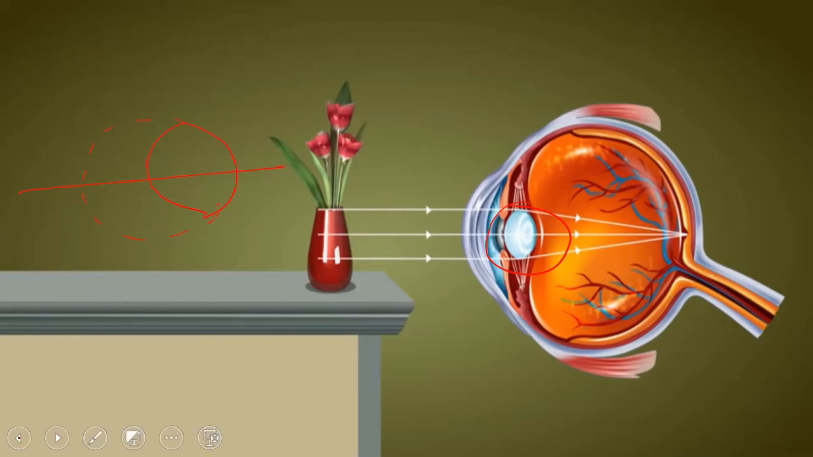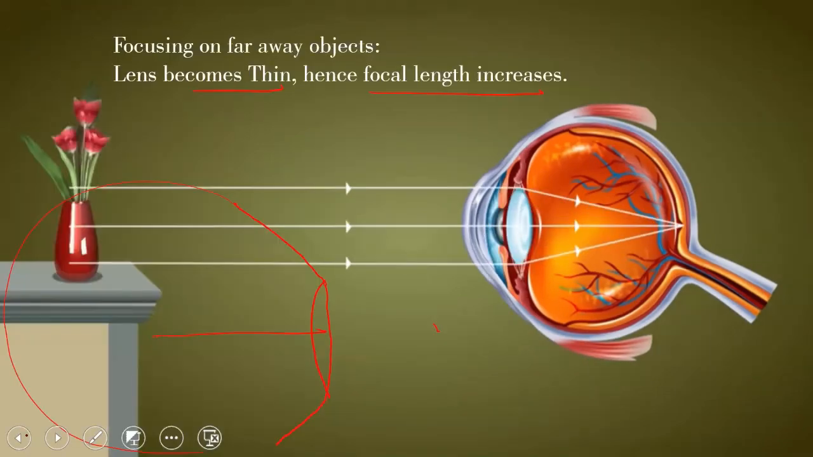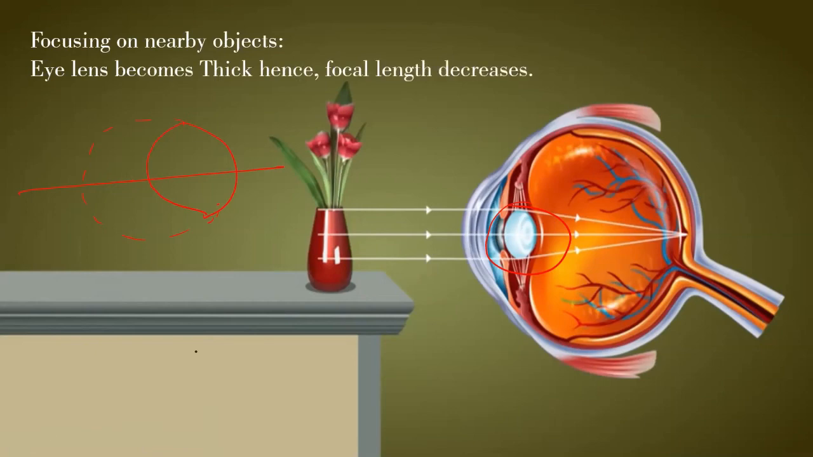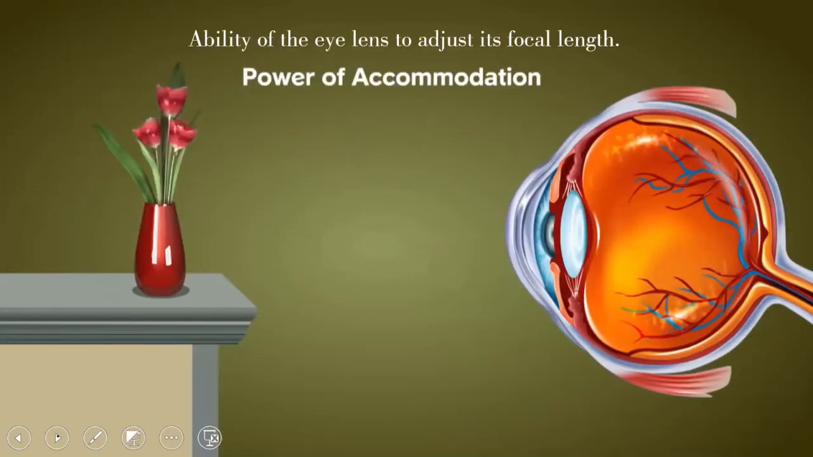If you see, the eye lens is thin, the focal length decreases because the object is nearby, the eye lens is thick. Okay, now this ability of the eye lens to adjust its focal length is called the power of accommodation, right? Now this is what we call the power of accommodation.